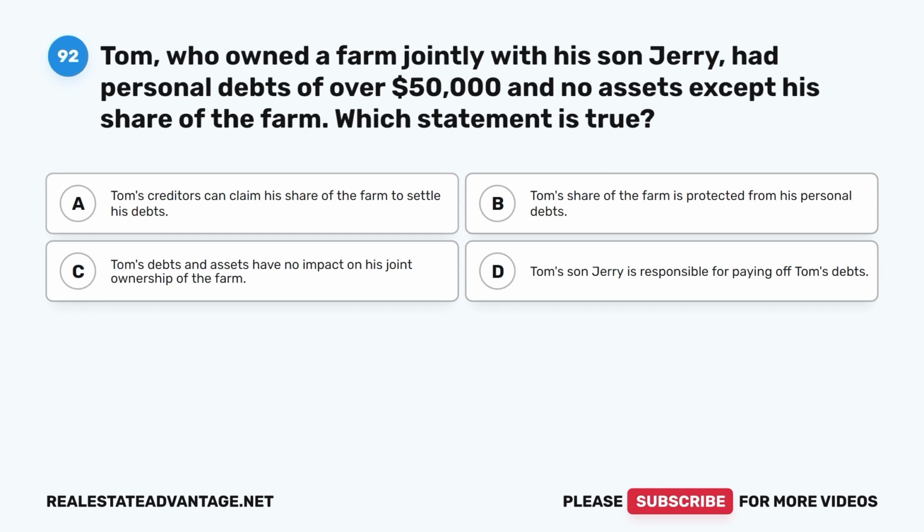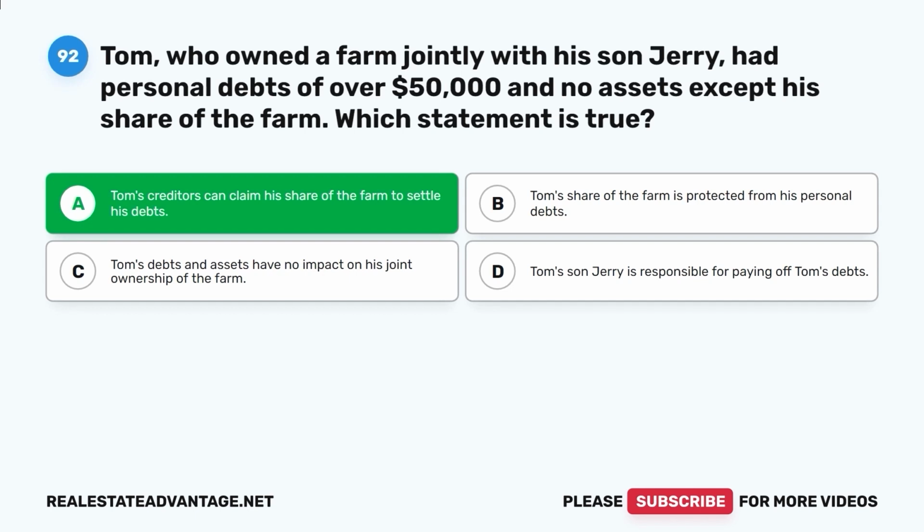Which statement is true? A. Tom's creditors can claim his share of the farm to settle his debts. B. Tom's share of the farm is protected from his personal debts. C. Tom's debts and assets have no impact on his joint ownership of the farm. D. Tom's son Jerry is responsible for paying off Tom's debts. The correct answer is A.